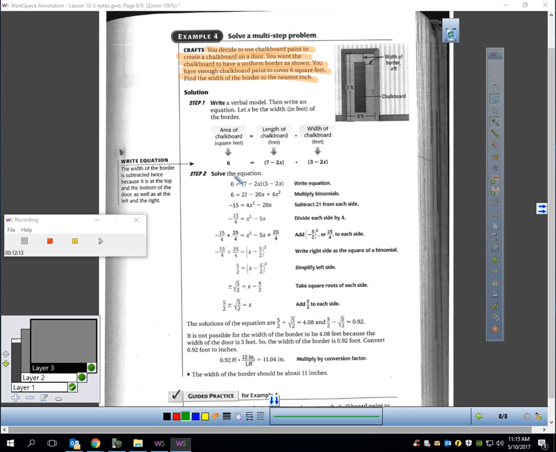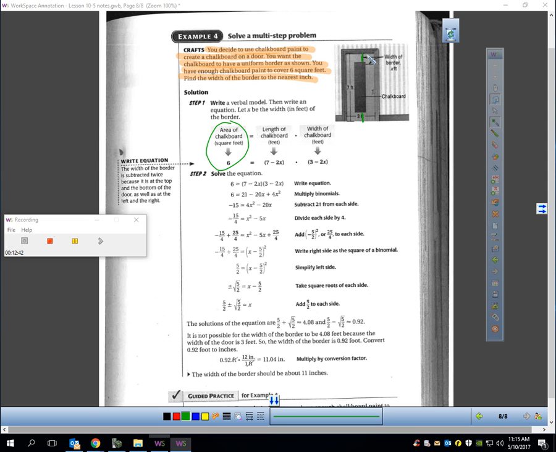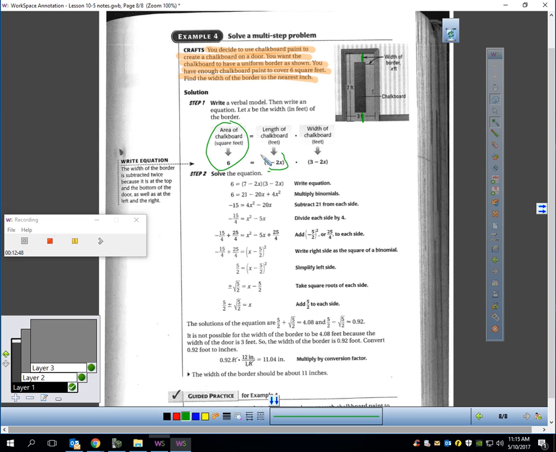So you know area would equal length times width. So the area is 6. They wrote that down. Now what's the length? You can see the length here. The border's x. So the length would be, it's 7 feet for the whole door, but we're taking away x and x. We're taking 7 and taking away the 2x. There's my length. And then my width would be, the door is 3 feet, but I'm taking away x and x, 3 minus 2x. So there's my equation.